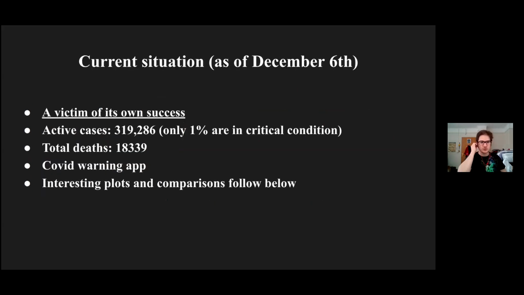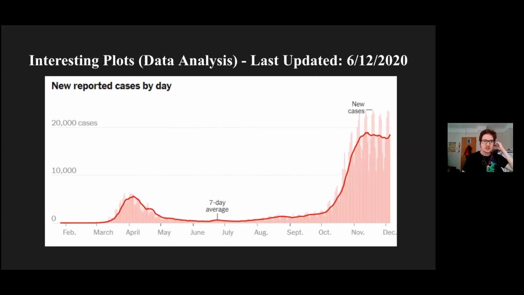So as I said, current situation, not too bad. There are about 320,000 cases, and only 1% of them are severe. Total deaths are about 18,000. And again, they're just trying to build a better COVID warning app at the moment. So next slide.